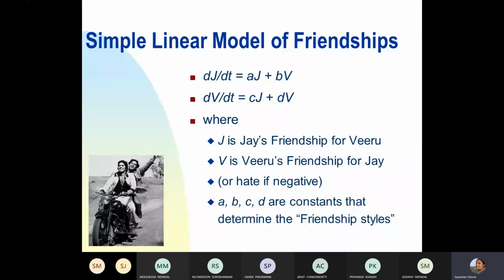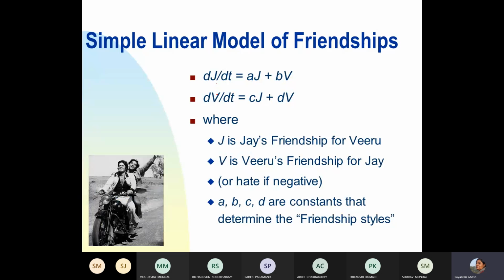So let us consider the famous friendship of Jay and Viru in Sholay, and let us just take that for the model. Okay, so let us consider that we have two equations, dJ/dt and dV/dt, just like the simple two variable linear systems that we are considering. Just consider something similar to it, and there we have these terms, like you had ax and by, and cx and dy. Just like that, I have here aJ, bV, cJ, dV. J and V are the variables.